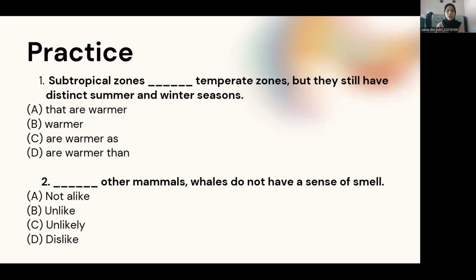Now let's practice together. The first one: subtropical zones, blank, temperate zones, but they still have distinct summer and winter seasons. What's the answer? We're going to discuss it later. Now let's take a look at the second question: blank other mammals, whales do not have a sense of smell. Do you know the answer? Now let's discuss.